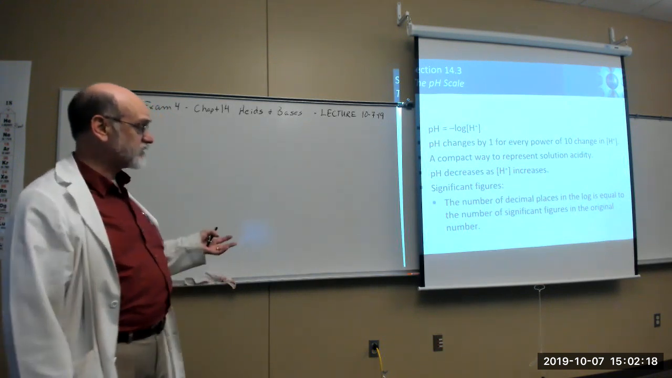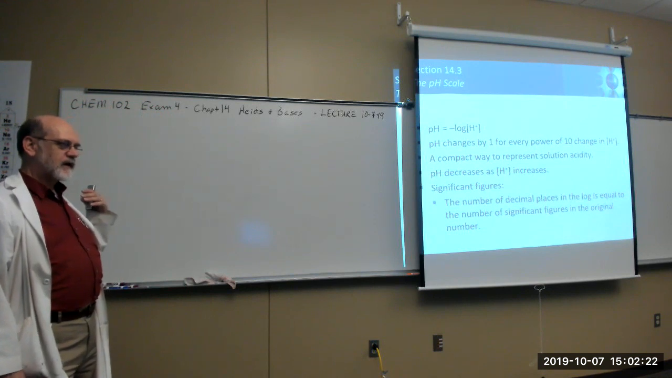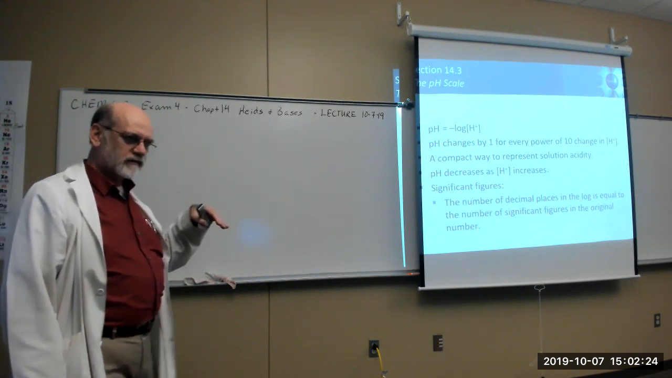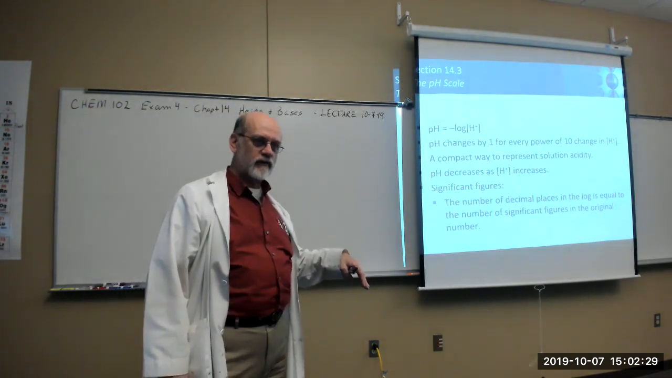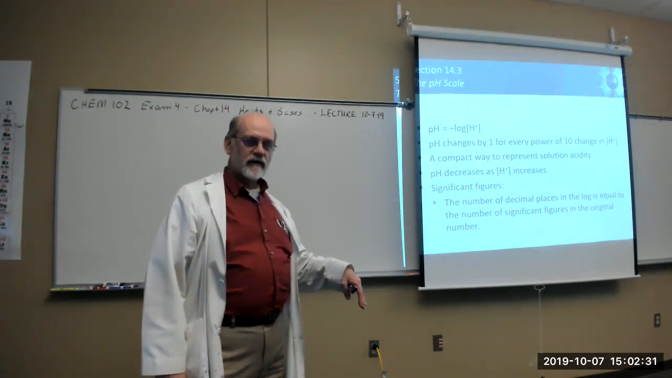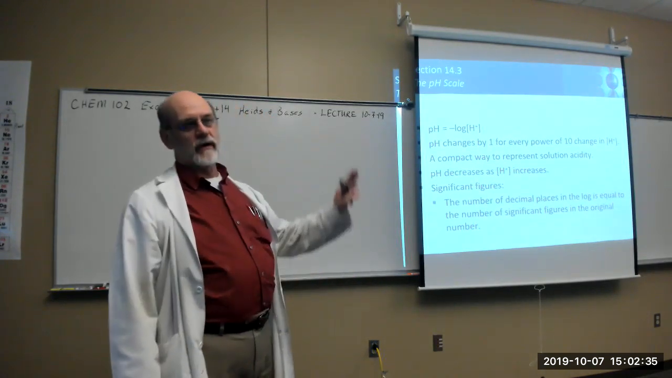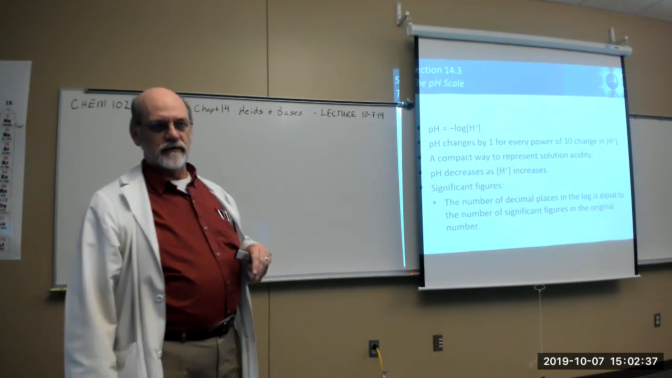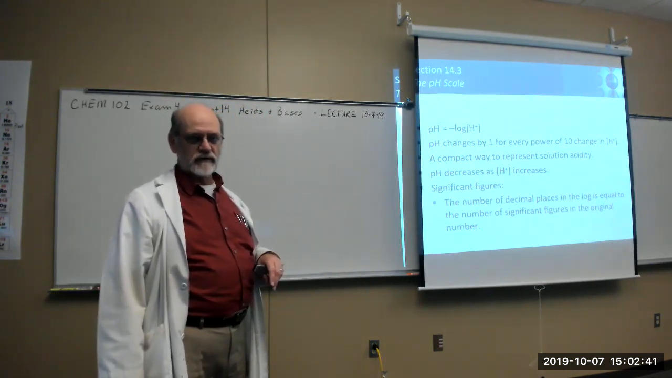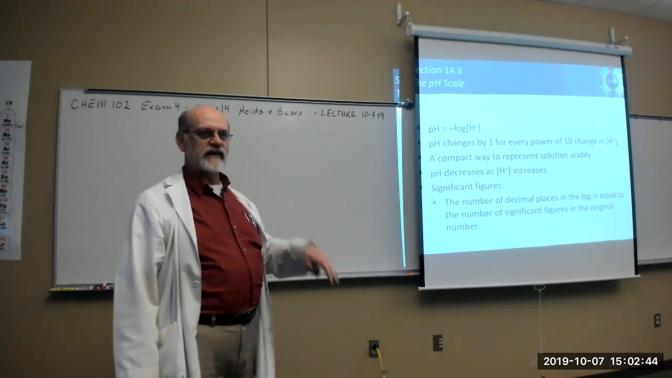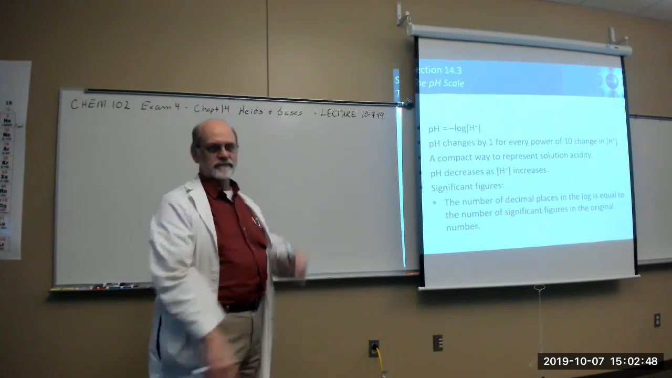So what it means is, as the hydrogen ion concentration gets smaller, it's a more negative power of 10: 10 to the minus third, 10 to the minus fourth, 10 to the minus fifth. The negative log gets bigger. So the larger the pH, the more basic the solution, and the smaller the number, the more acidic the solution. It's just inverse. Okay?